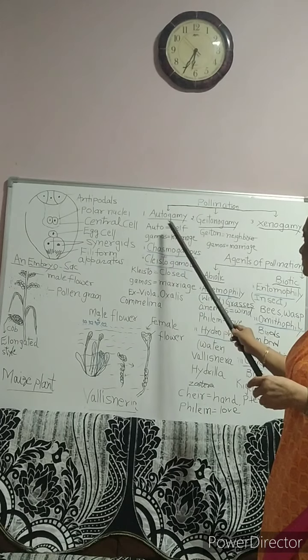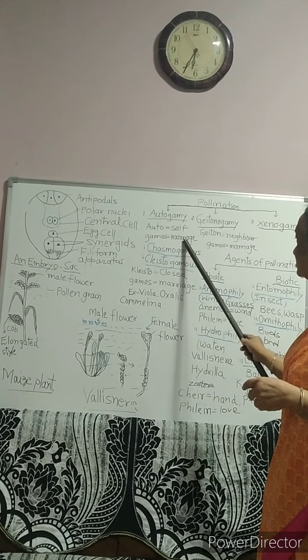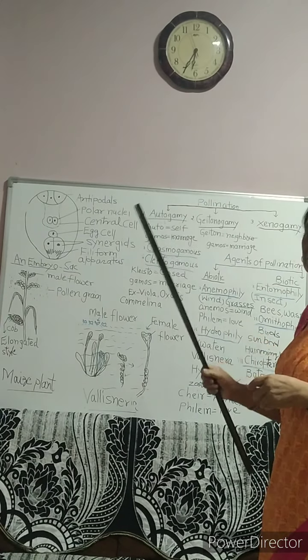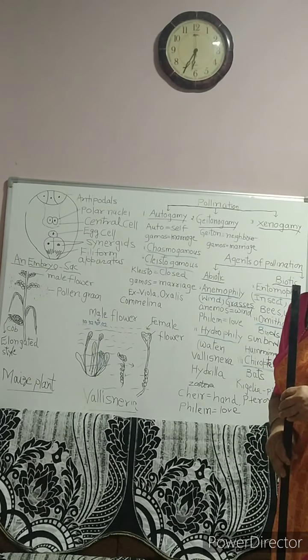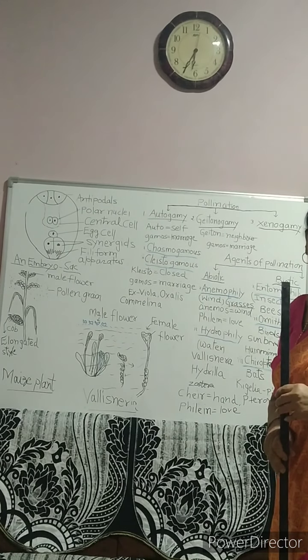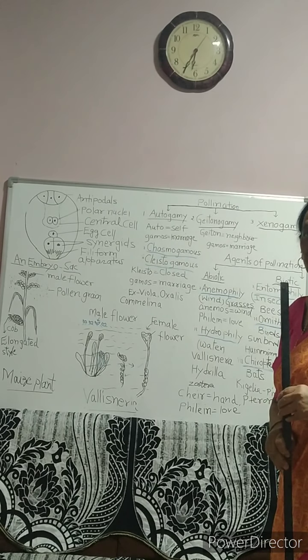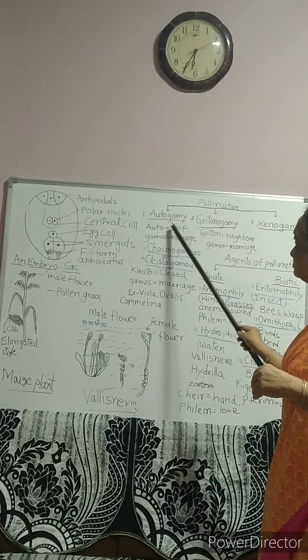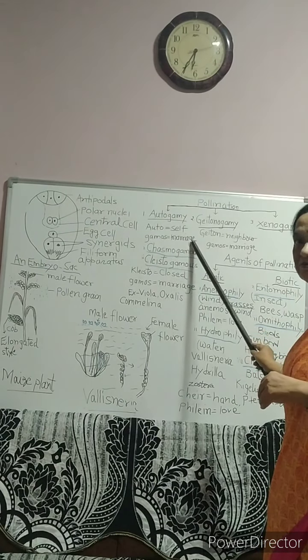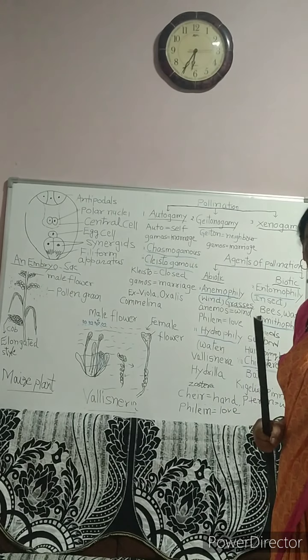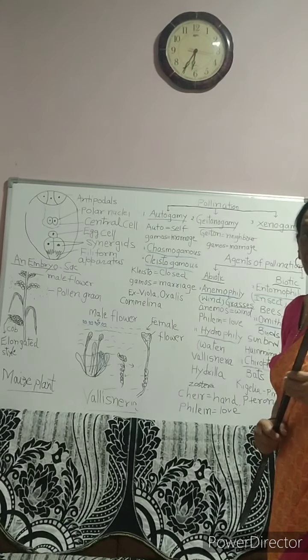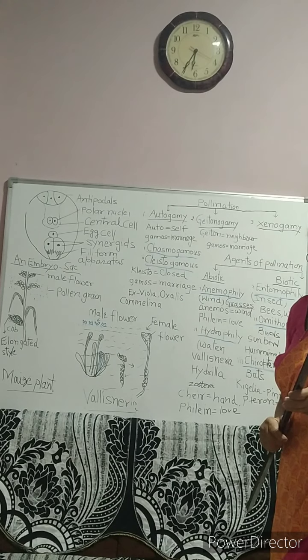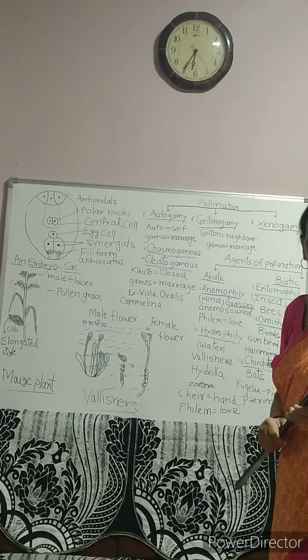Auto means self, gamous means marriage. In autogamy, the pollen of a flower is shed on the stigma of the same flower.